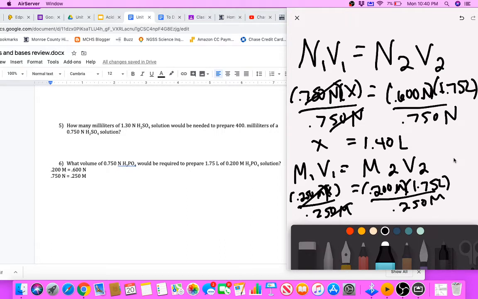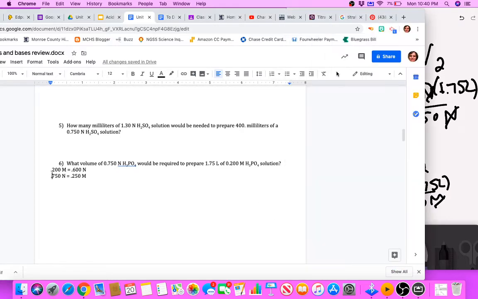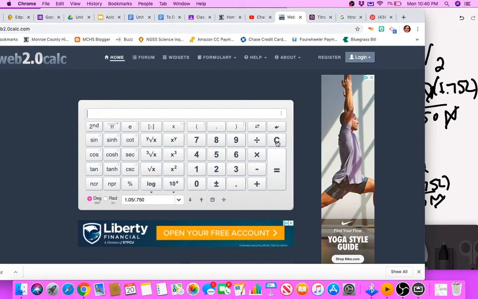The 0.250 molar cancels out, and we have x equals. And then, of course, the molarities cancel out, or the normalities cancel out. We're going to do 0.200 times 1.75 divided by 0.250. So, go back to our calculator. Clear.